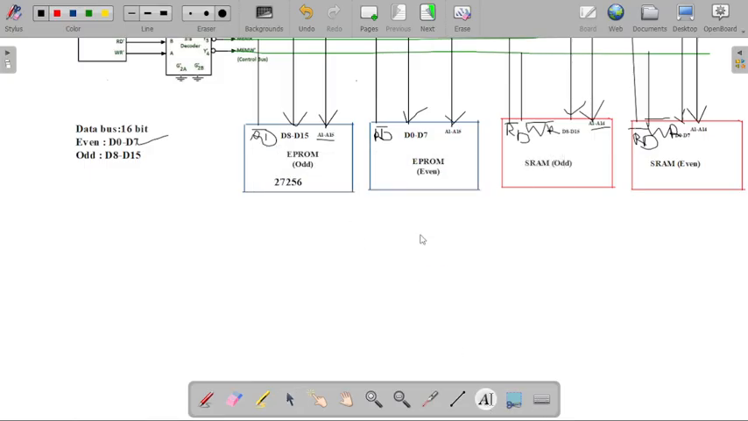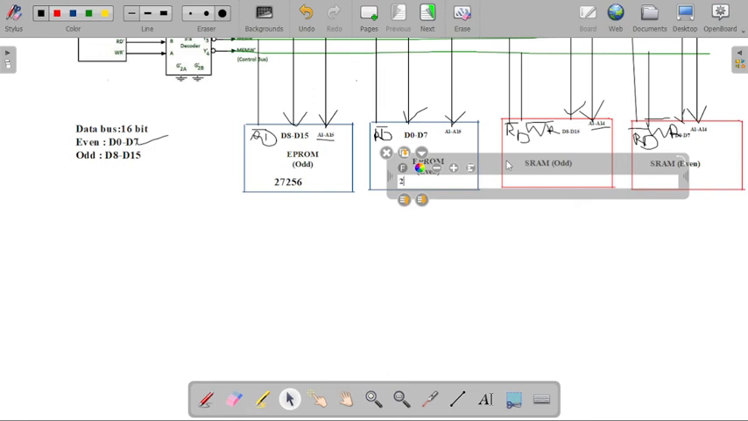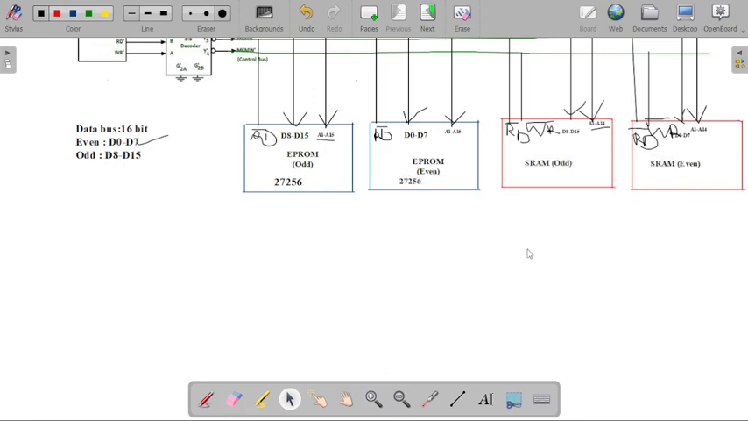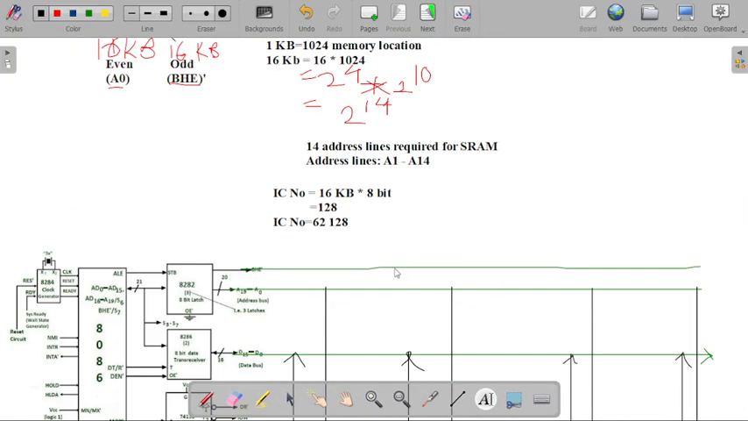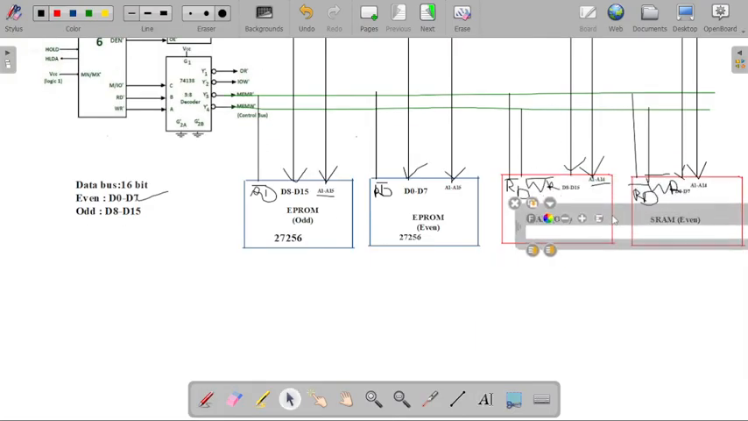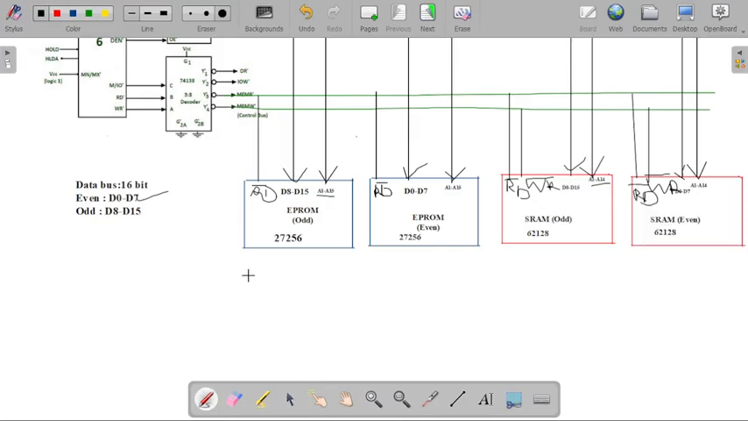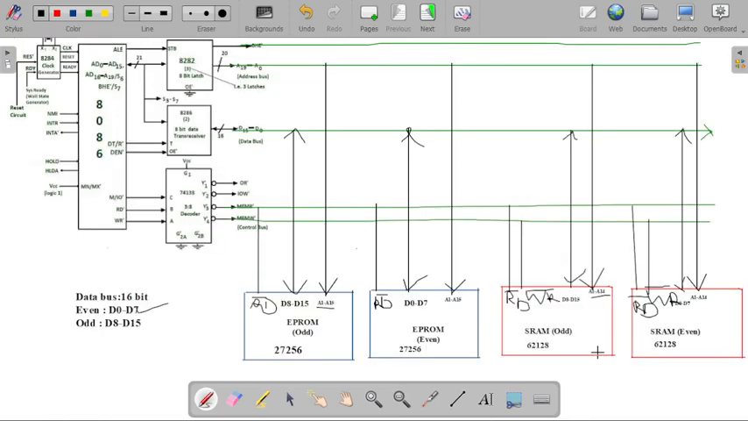The same IC number I'm writing here on the odd memory bank location. Then we have to write the IC number for our SRAM. The IC number for our SRAM is 62128. So you can write here 62128, as well as here 62128. So you have written the IC number for each odd and even memory bank location. In this way, you can solve this example problem.